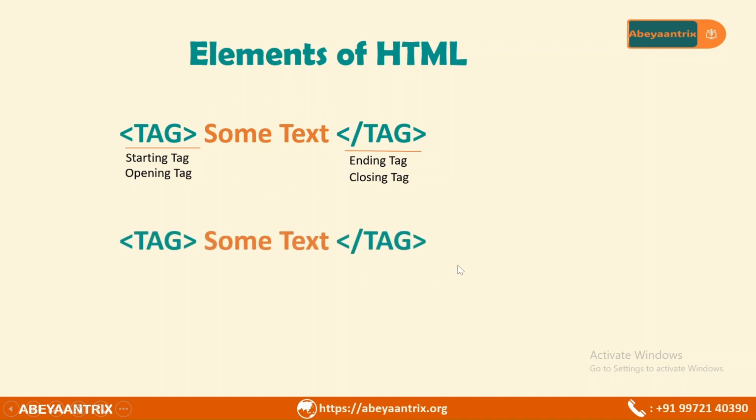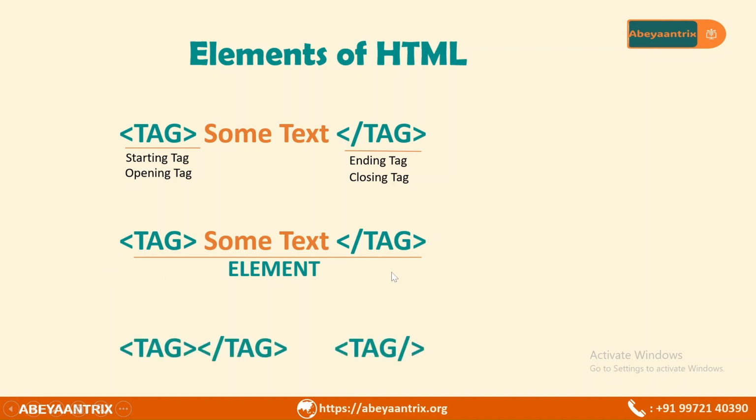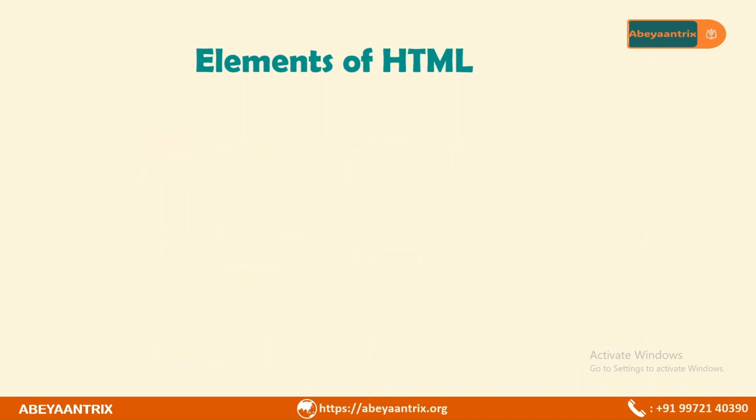So this complete thing, from opening tag to closing tag, we call an element. Only the starting tag we call a tag. So starting tag to ending tag, the complete thing, we call an element. Some tags do not have an ending tag, so those tags we call empty tags. For this we have the examples img tag and br tag, which I will show you in the practicals.